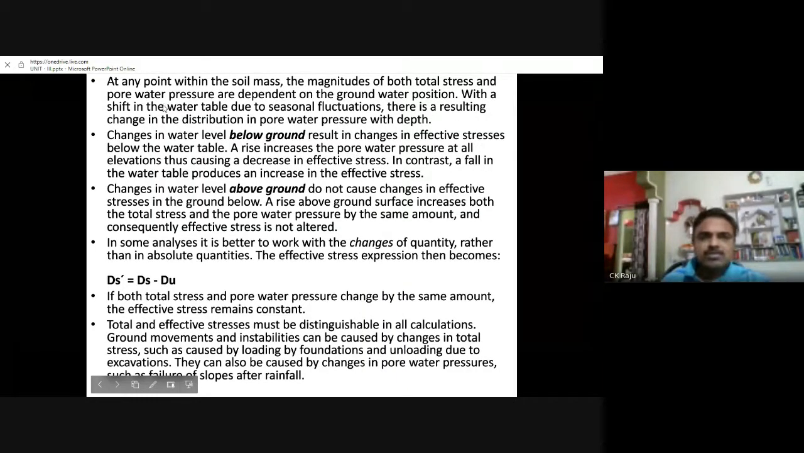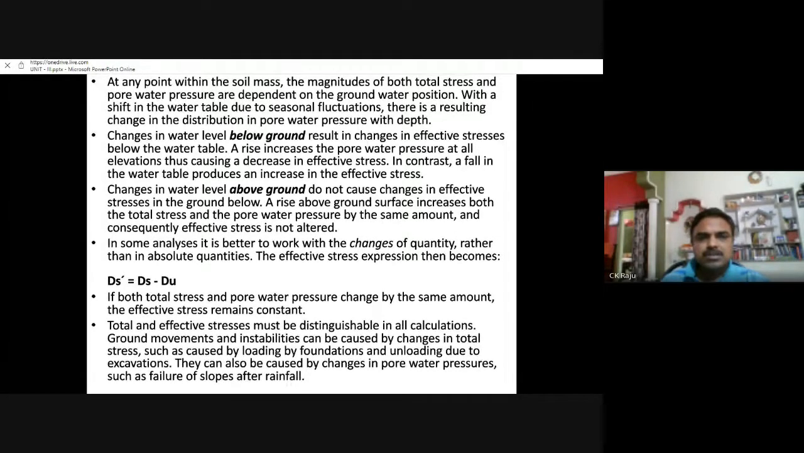So at any point within the soil mass, the magnitudes of both total stress and pore water pressure depend on the groundwater position. With a shift in water table due to seasonal fluctuations, there is a resulting change in distribution of pore water pressure with depth. So because of seasonal variations, there will be variation in the water table.